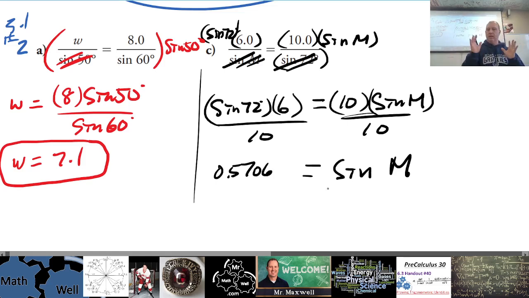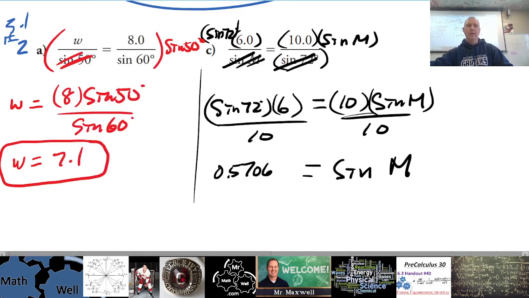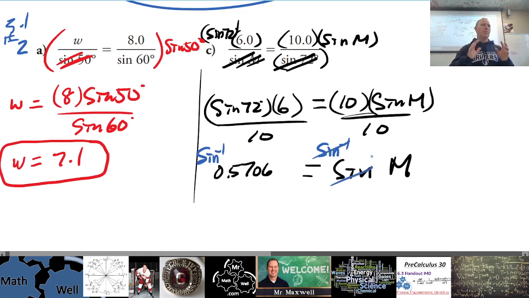To get m by itself, remember, we use the inverse function. So that is the sine to the -1. So it looks like this. If you were to show your work like this, you'd apply sine to the -1 to both sides. And this is what gets rid of the sine. You can't divide a sine off. It's not like a multiplier. You have to take the inverse of sine.